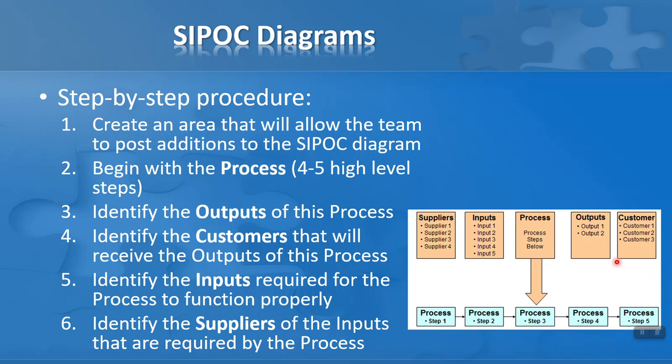And then once you've got all the outputs, identify the customers that will receive the outputs of this process. So remember, the outputs are of the process, and now we have customers. Who are the customers that get each of those outputs? And then we move over to the left-hand side of the diagram, step 5 in my sequence here. Identify the inputs required for the process to function properly. And once you've done that and identified all the inputs, then we want to identify who are the suppliers of each of these inputs that are required by the process. So this gives you a high-level view over how a process works, and really, really valuable information.